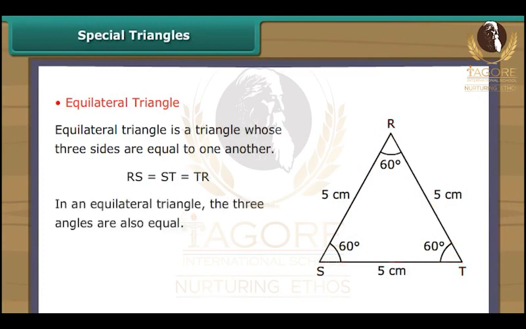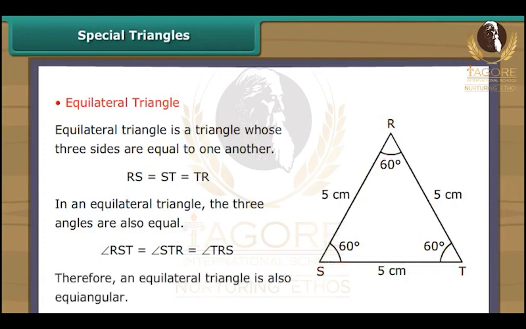In an equilateral triangle, the three angles are also equal. In triangle RST, angle RST is equal to angle STR, which equals angle TRS. Therefore, an equilateral triangle is also equiangular.